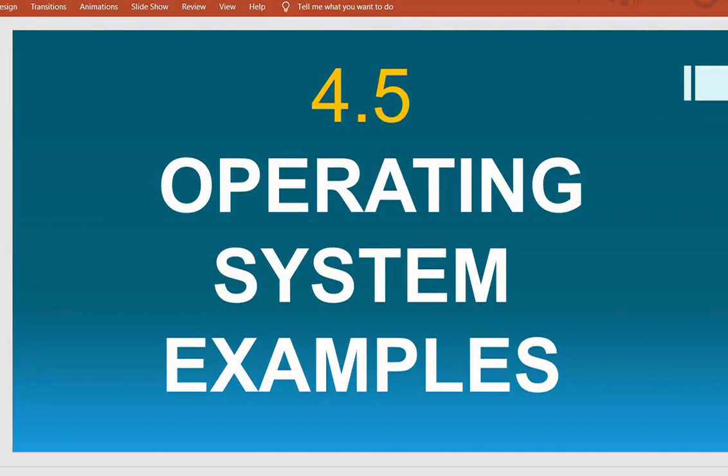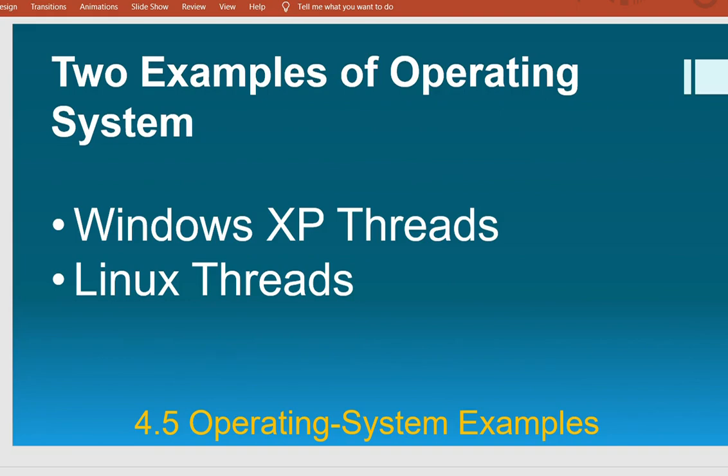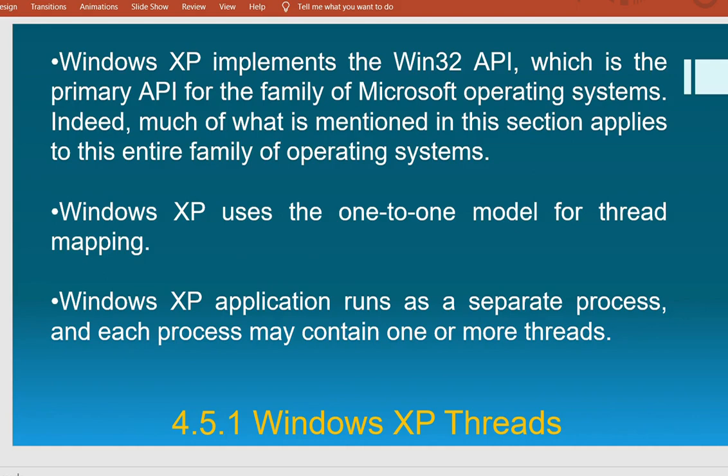The next topic is 4.5 Operating System Examples. Based on the referred book, there are two examples of operating systems. The first example is the Windows XP thread, and the second is the Linux thread. What is the Windows XP thread? Windows XP implements the Win32 API, which is the primary API for the family of Microsoft operating systems. Indeed, much of what is mentioned in this section applies to this entire family of operating systems.